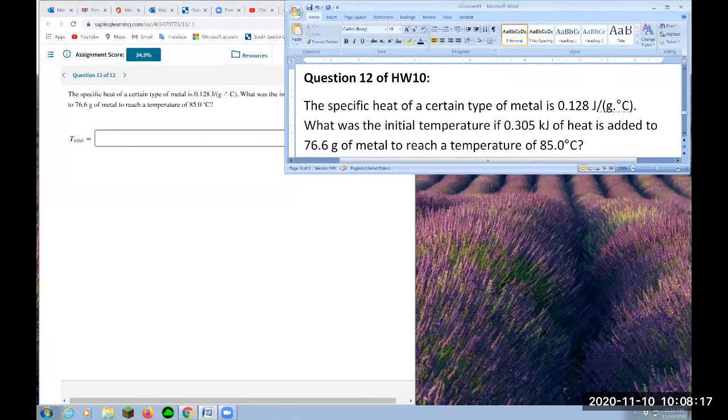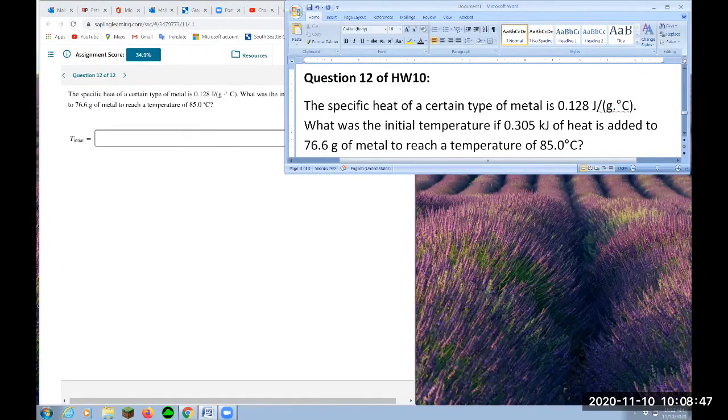Okay, so I rewrote the question in Word. The specific heat of a certain type of metal is 0.128 joules per gram per degree Celsius. And in a problem earlier, we saw that this was lead, actually. What was the initial temperature if 0.305 kilojoules of heat is added to 76.6 grams of metal to reach a temperature of 85.0 degrees Celsius?